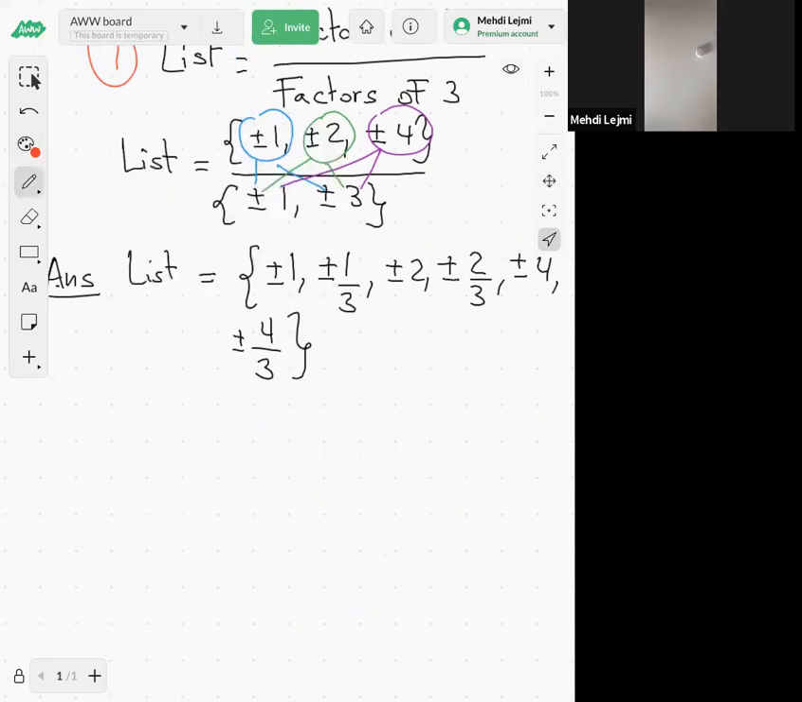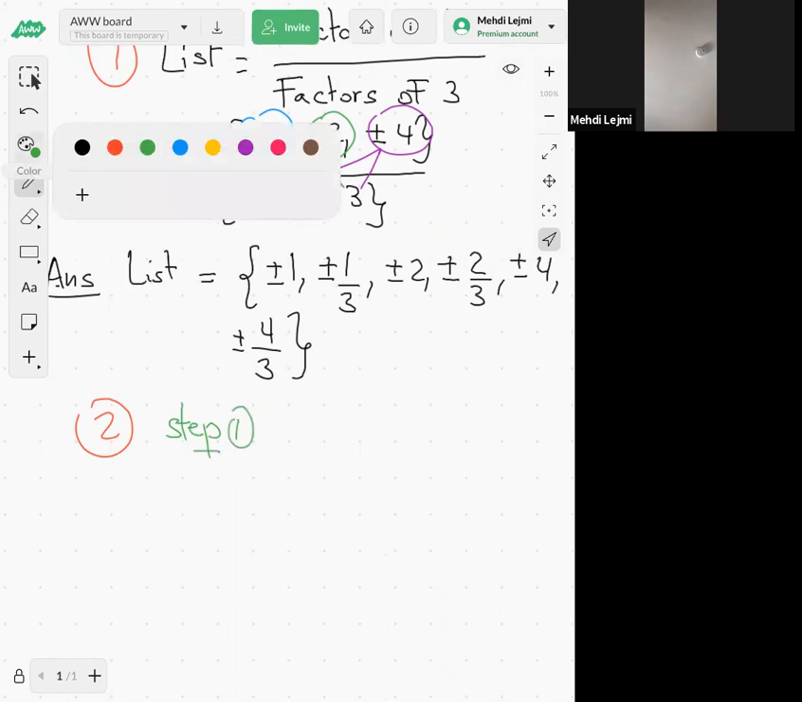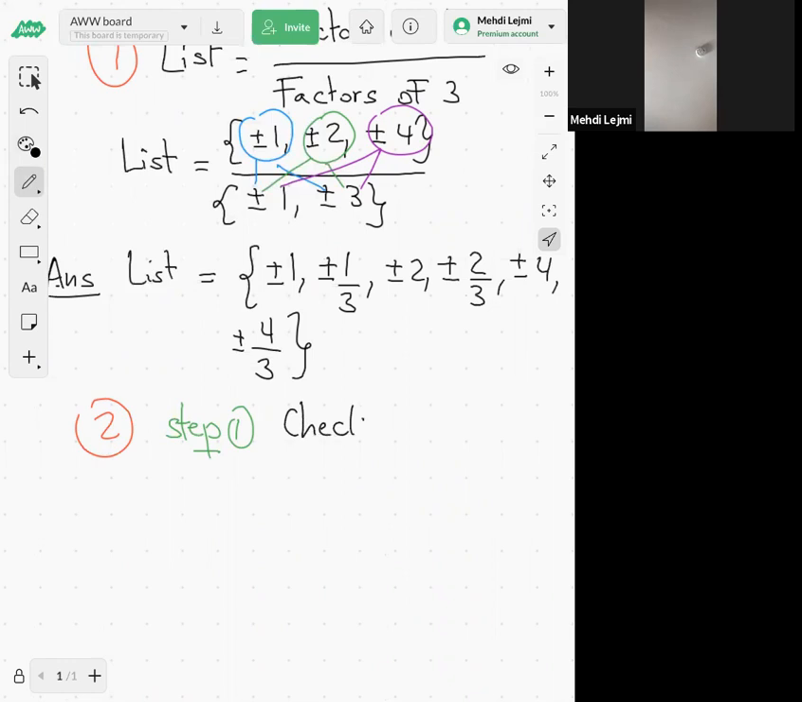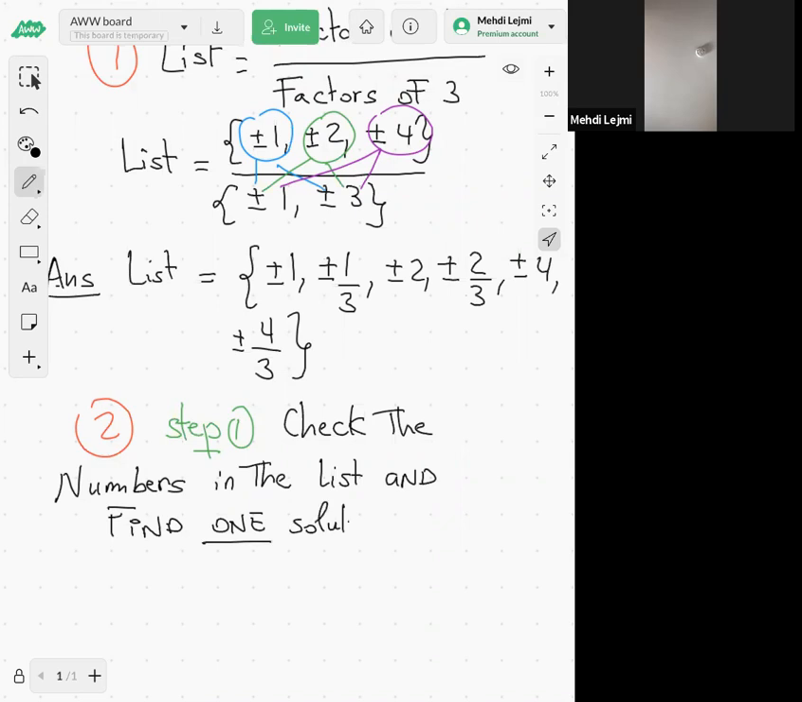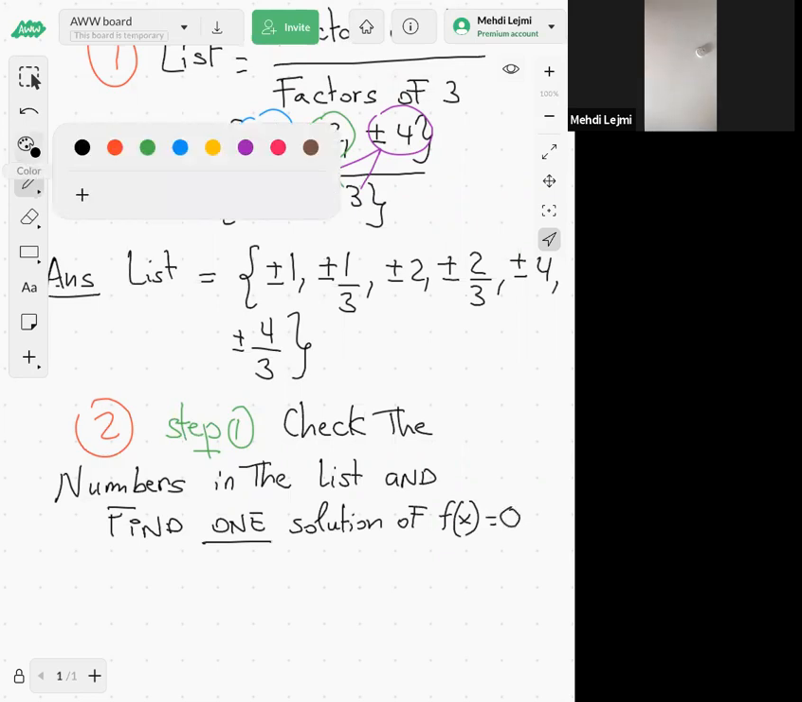So this is number 2. First, step 1, you have to check the numbers in the list and find one solution of f of x equal to 0. So check the numbers in the list and find just one solution. Find one solution of f of x equal to 0. Okay, so once you find one solution, then you can divide.